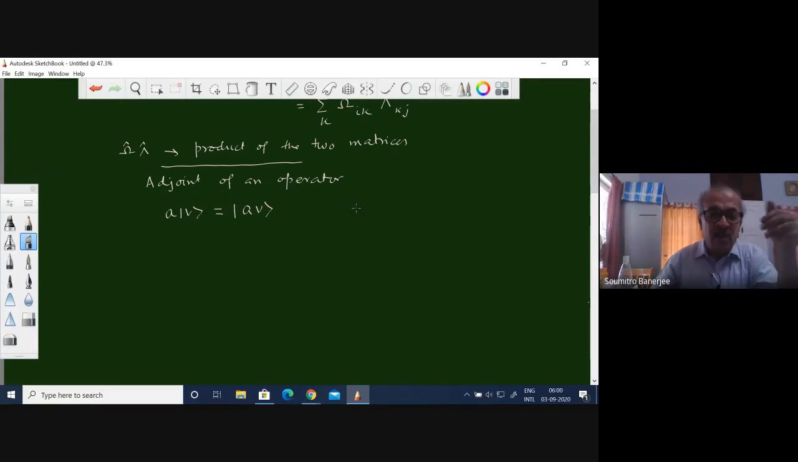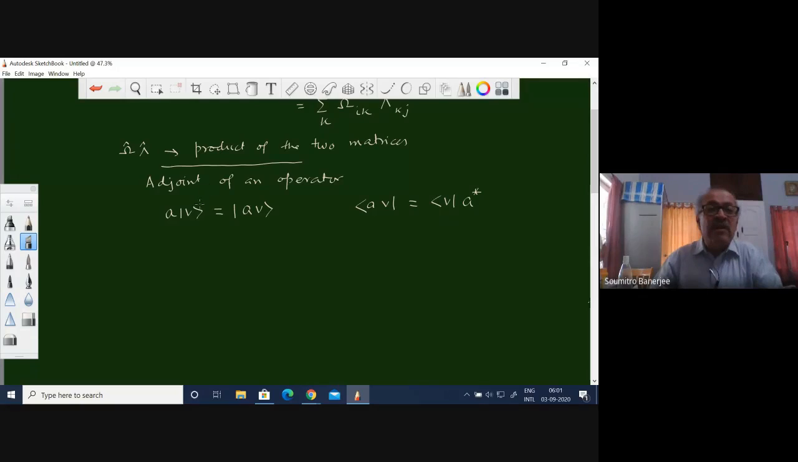In the bra form, a b will be equal to b, but the constant has to be taken out and now conjugated. So this is something we have learned earlier.